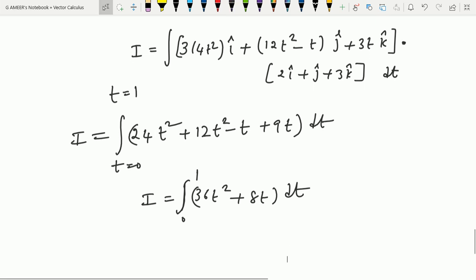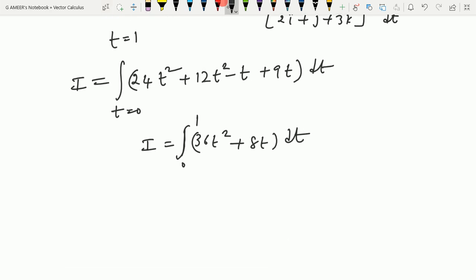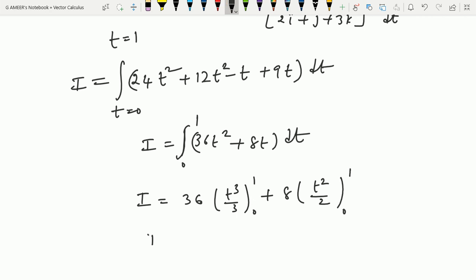So 36t square, let us integrate. t square integrated gives t cube by 3. Then I will become 36 into t cube by 3, lower limit is 0 and upper limit is 1, plus 8 into t integrated gives t square by 2, lower limit 0 and upper limit 1. So I is equal to, upper limit gives 1 by 3, lower limit is 0. So that is 12 plus 1 by 2 of 8, that is 4. Then it will become 16 units. The answer is 16 units.